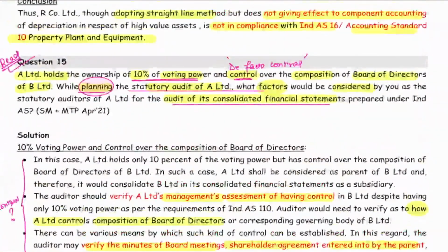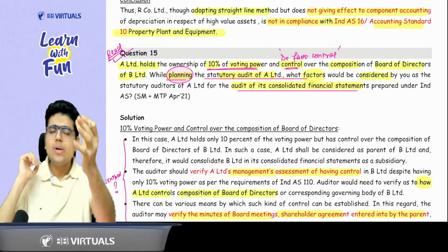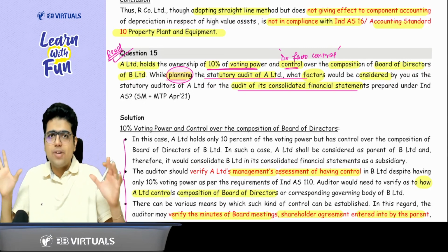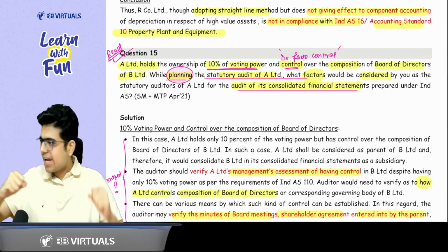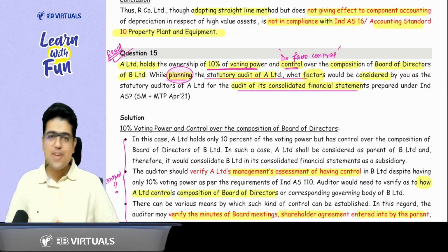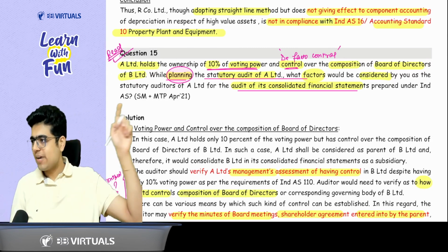Then we covered question number 15. Please tell me, sir, this is a question of de facto control. What is de facto control? Even without having majority voting power. Even though I don't have majority voting power, still I can control the entity. So if you can control the entity without having majority power, this is called de facto control.